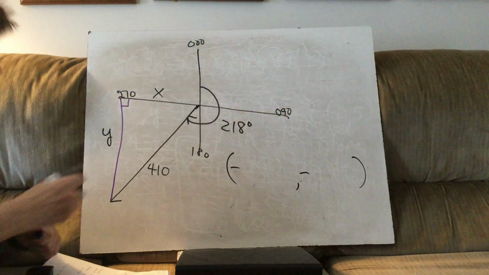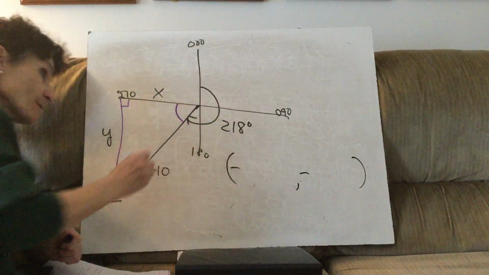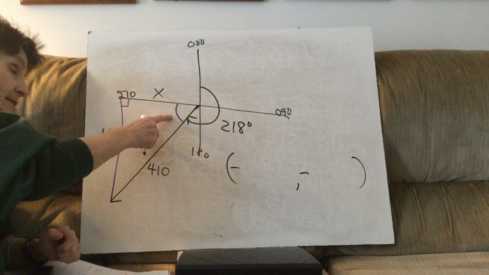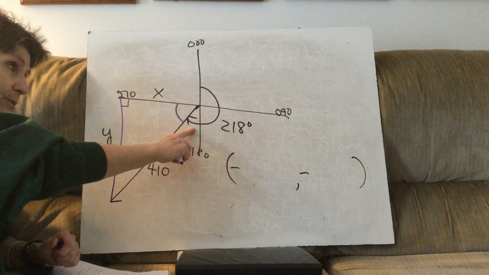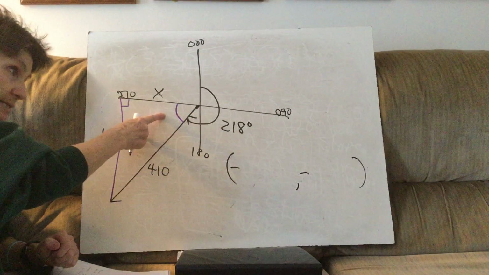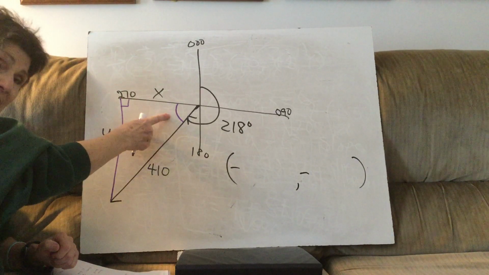But in order to do that, we need to know how big this angle is right here. We need to know the angle inside the triangle. Kids, I'm not interested in this one. I don't care what this one is. It's not in my triangle. I need this one right here. I need the one that's in the triangle.